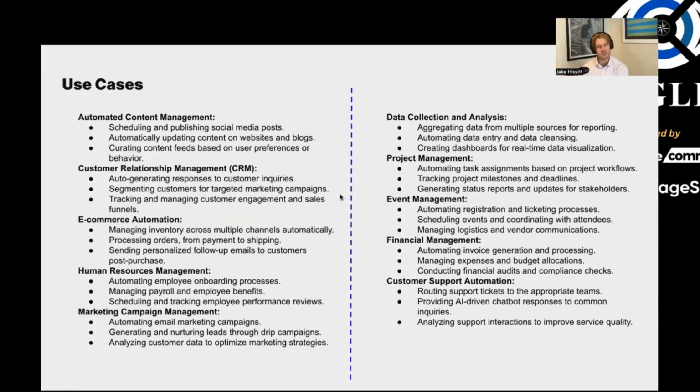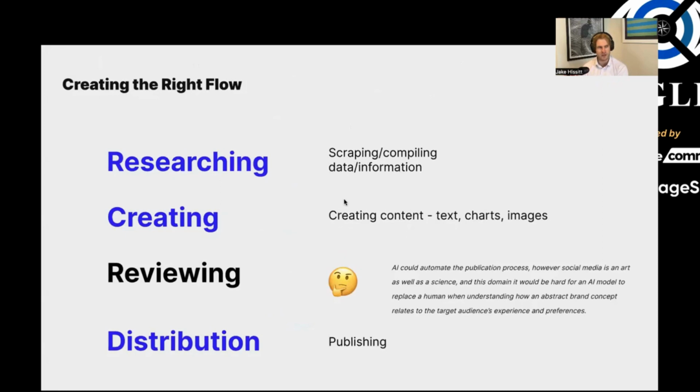So some use cases for AI automation that correspond to the table that I showed you earlier, regardless of whether you use these products in that table or not, you can do these with no-code tools, which is automated content management, CRM, e-commerce, human resource management, marketing campaign, data collection, project management, event management, financial management. We're going to focus on more of the digital aspect today. So I'll just show you what a simple sequence would look like in a moment.